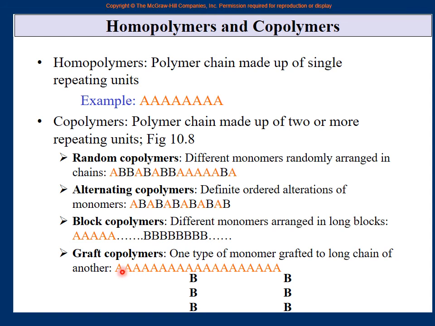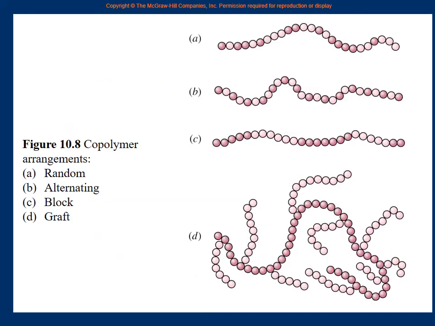And if one of them forms a chain and the other forms a branch, then it is a graft copolymer or branch copolymer, right? One of the blocks is here and the other is the branch, so this is called a graft copolymer. So homopolymer, random copolymer, alternating copolymer, block copolymer, graft copolymer. So these are some of the types of polymers, right?